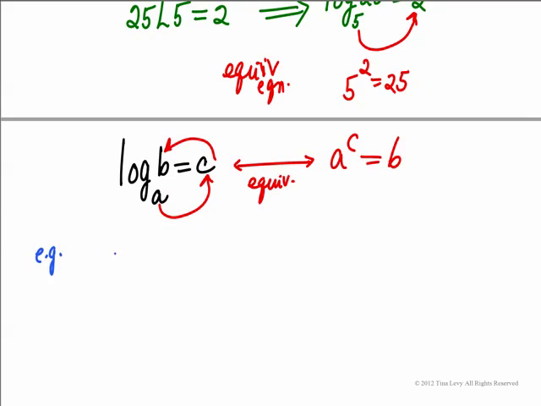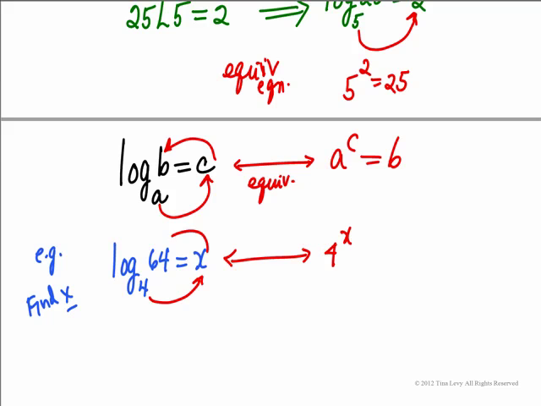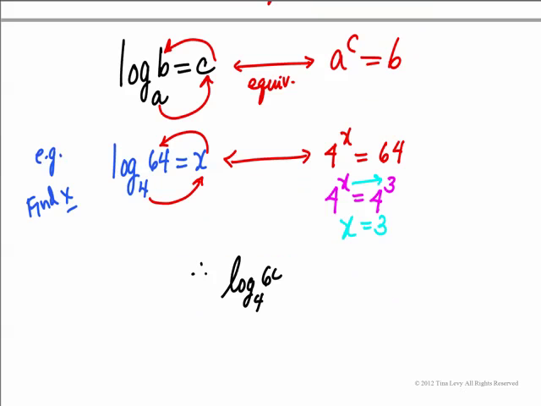So for example, suppose I said log base 4 of 64 is x, and you have to find x. The only way I can do any of these logs will be to write the equivalent. So the equivalent is 4 to the x equals 64. And then I need to look at that and see what x is. One way of thinking of it, we know that 64 is 4 to the third. So x becomes 3. Therefore, that means the log base 4 of 64 is 3. And as I mentioned, the answer you get should have been the exponent of that base.